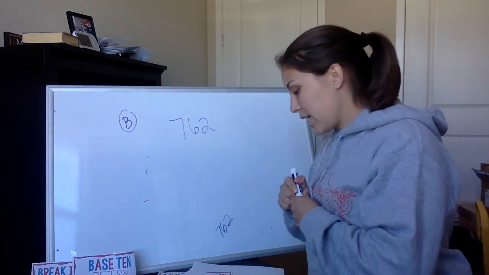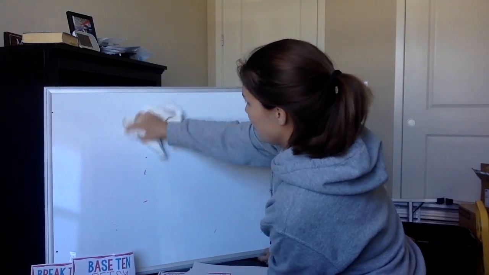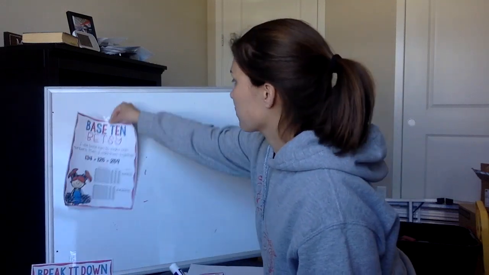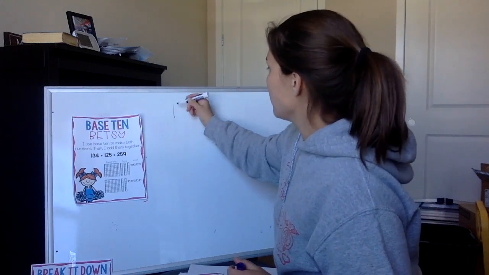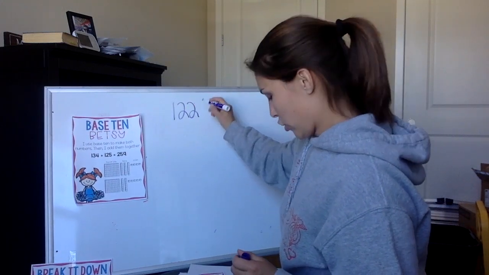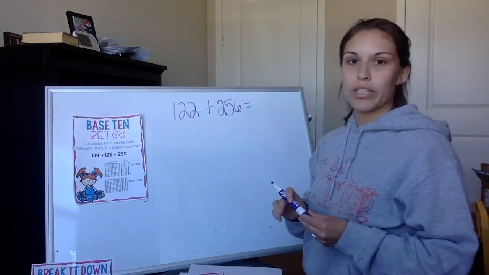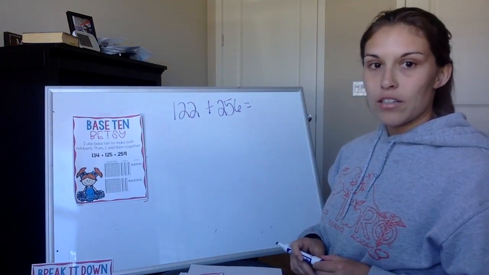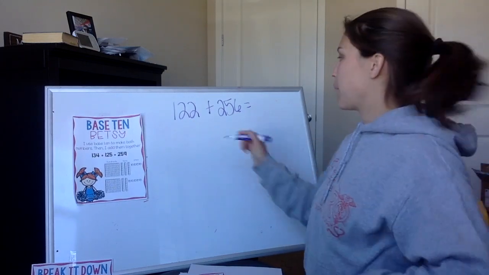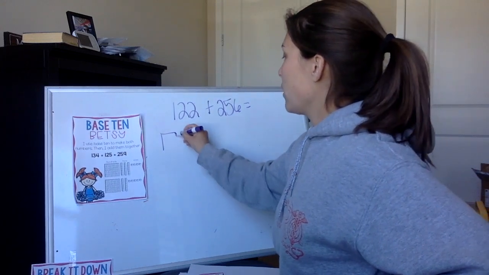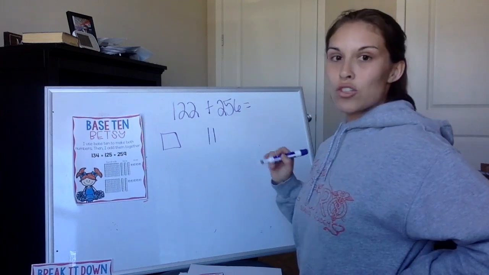All right, letter C is using the base 10 Betsy to add the two numbers. Base 10 Betsy. So our problem for letter C is 122 plus 256. Using base 10 Betsy, I'm going to take 122 and break it apart into base 10 blocks first. So we have 100, we have 2 tens or 20, and we have 2 ones.